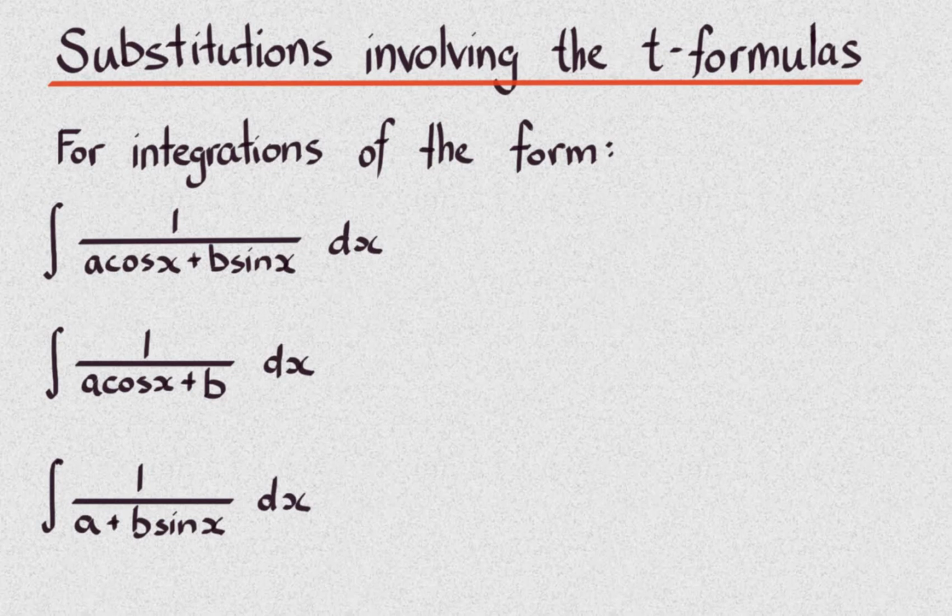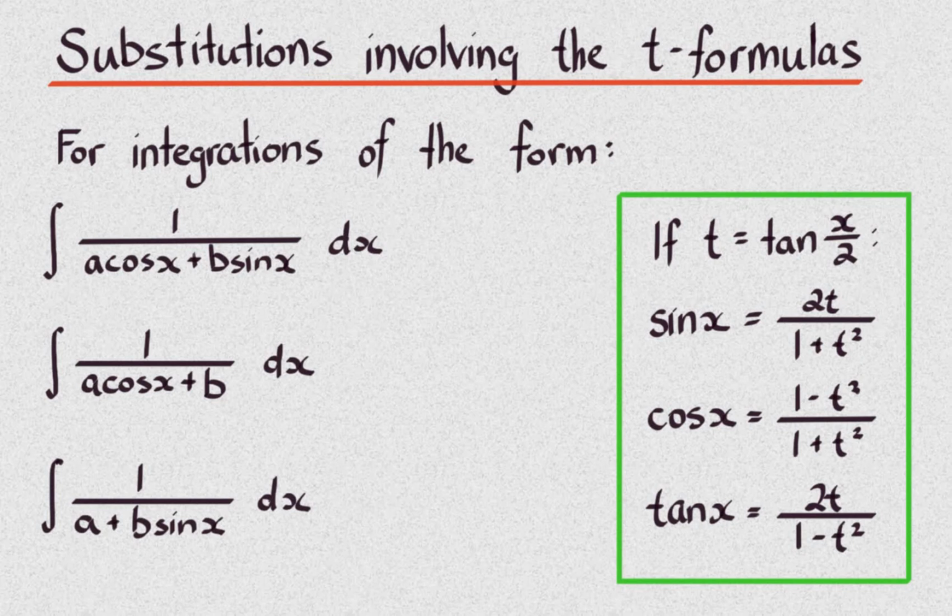So the t-formulas, remember, are these guys. We start with t being equal to tan of x on 2, so that's our substitution, and then we can derive from that sin x, cos x, and tan x, these expressions. How do we get them though? Well, let's start from scratch.